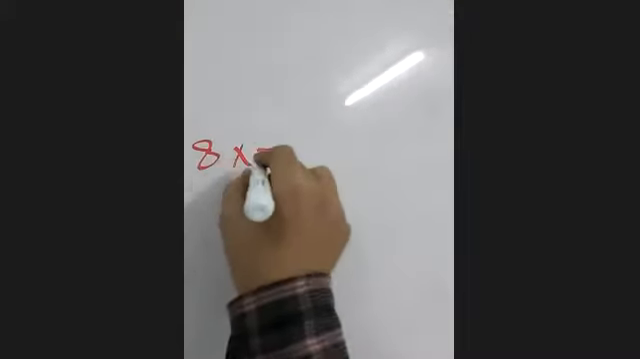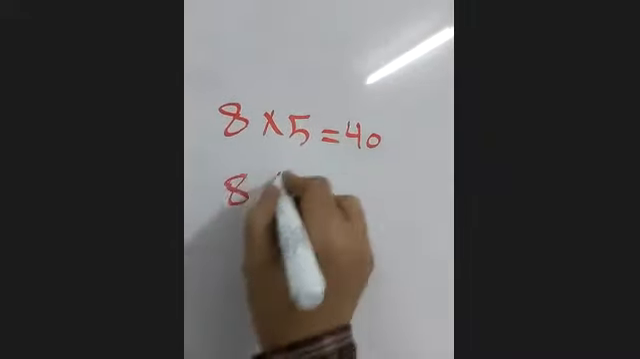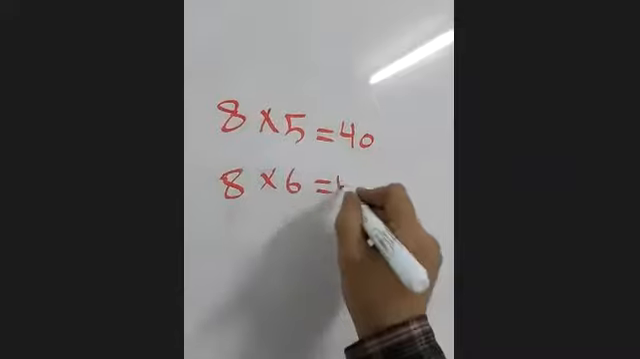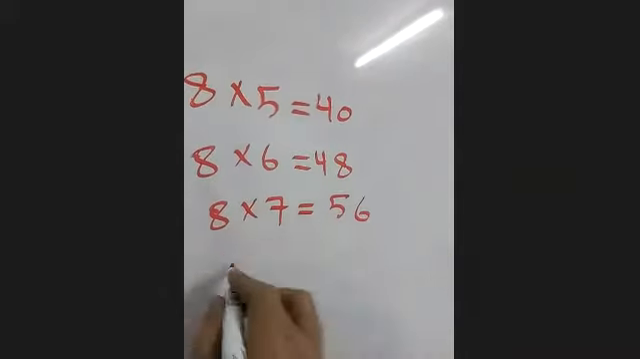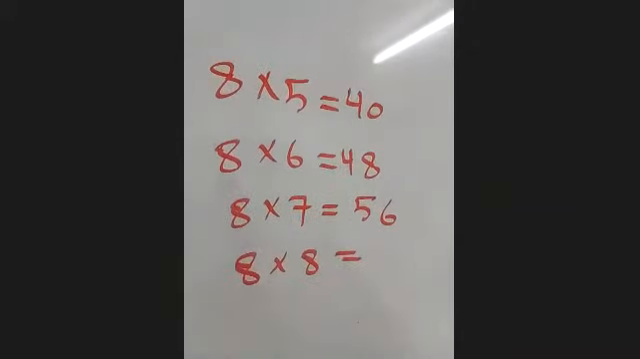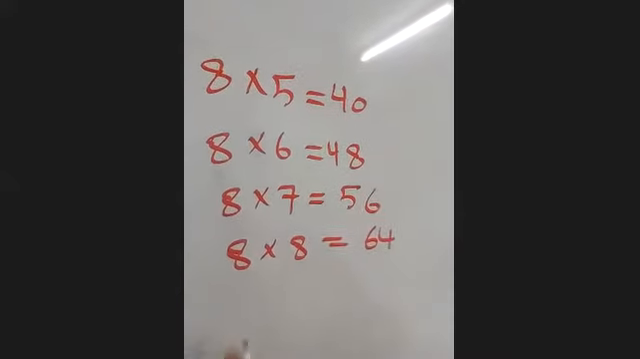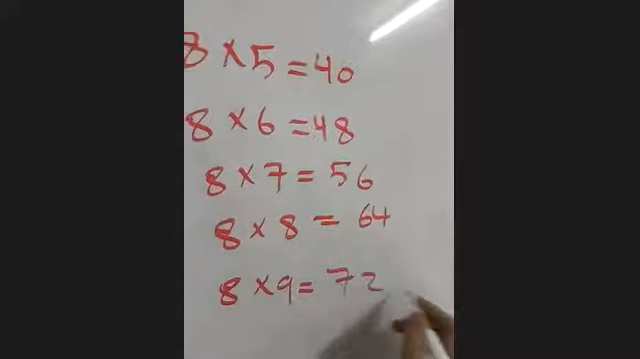Excellent boy. Okay, 9 multiply 8. 62. Okay, let's check together. 8 by 5, do you know how much? 40. Okay, 8 by 6. 48. Quickly, habibi. 48. 8 by 7. 56. Excellent. 8 by 8 equals 64. 8 by 9. 72.